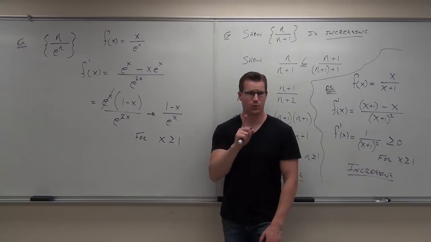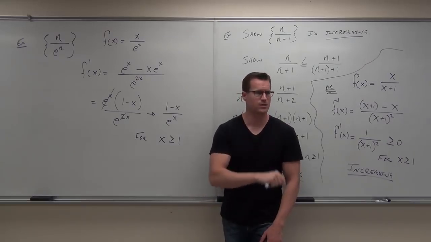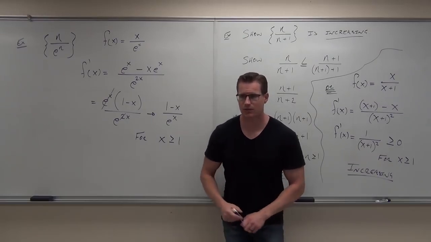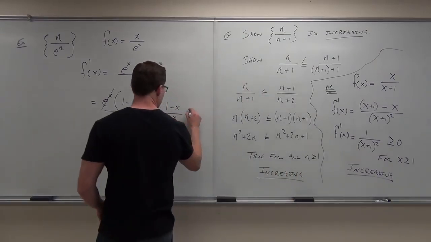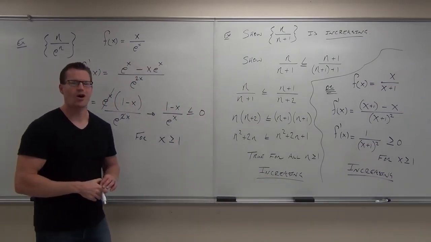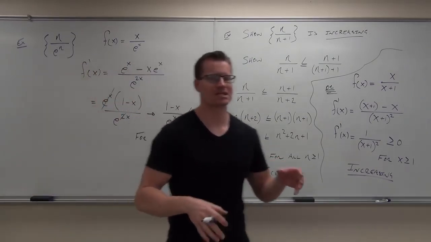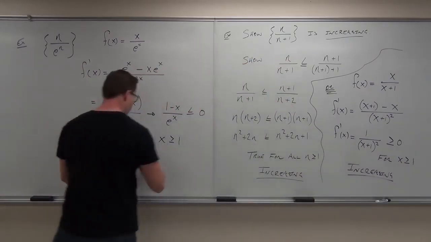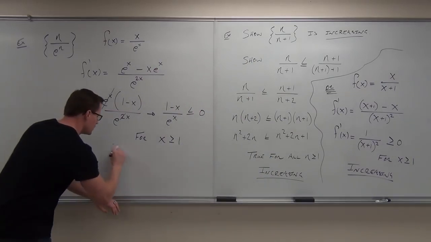It's 0 for 1. But then after that, what is it? Is it always negative? Yes. So this is always less than or potentially equal to 0 for x greater than or equal to 1. Oh, goodness, that's so cool. What's it tell you about this function? Is it increasing or decreasing? Decreasing, for all x greater than 1, yes?